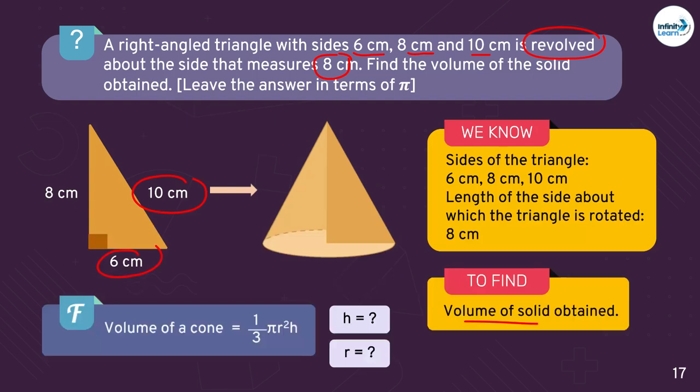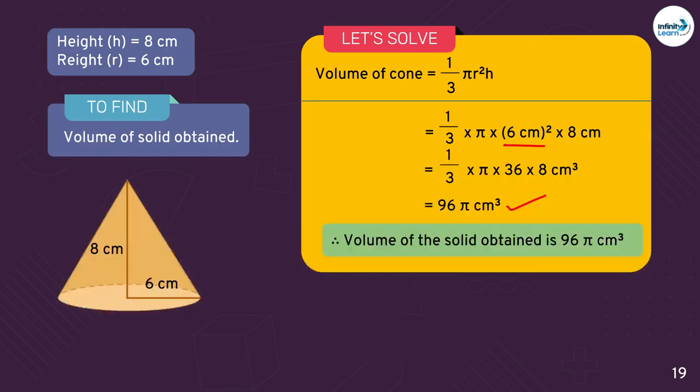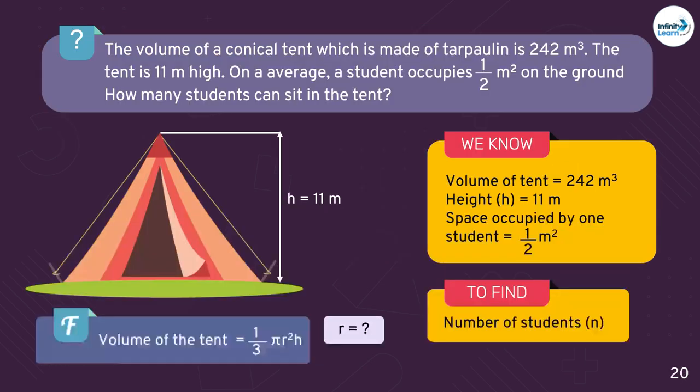Why is the answer in pi? Because it is mentioned in the question to leave the answer in terms of pi. That's why the answer is in pi, 96 pi centimeter cube. Did you understand the question? The side along which the triangle is going to be rotated will become the height.